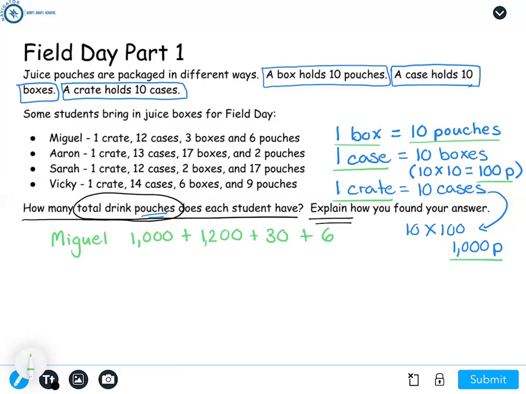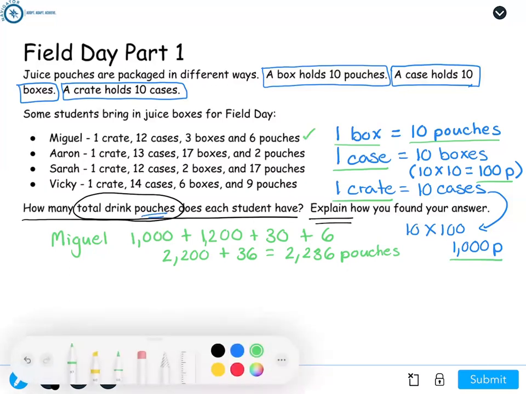1,000 plus 1,200, plus 30 plus 6. So we know that 1,000 plus 1,200 would be 2,200, and 30 plus 6 is 36. So Miguel has 2,236 pouches. Great job. Let's check off Miguel because he's finished. Let's do one more together, and then you'll have some more time to practice the rest on your own.